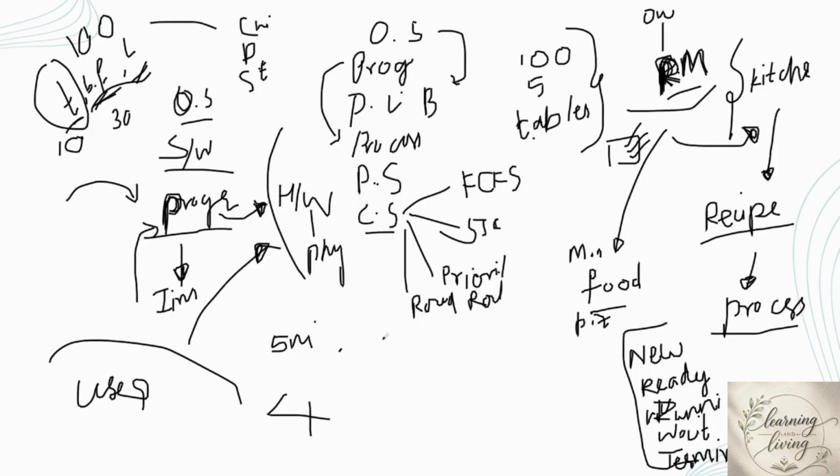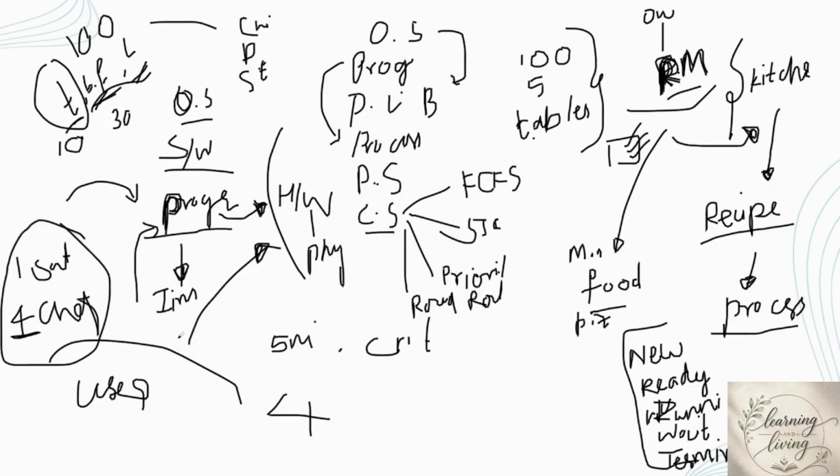Now, let us understand about critical section. What is a critical section? Generally, critical section means imagine there is only one salt container. Every chef needs the salt, and we have 4 chefs, and every chef needs the salt. This is called critical section.